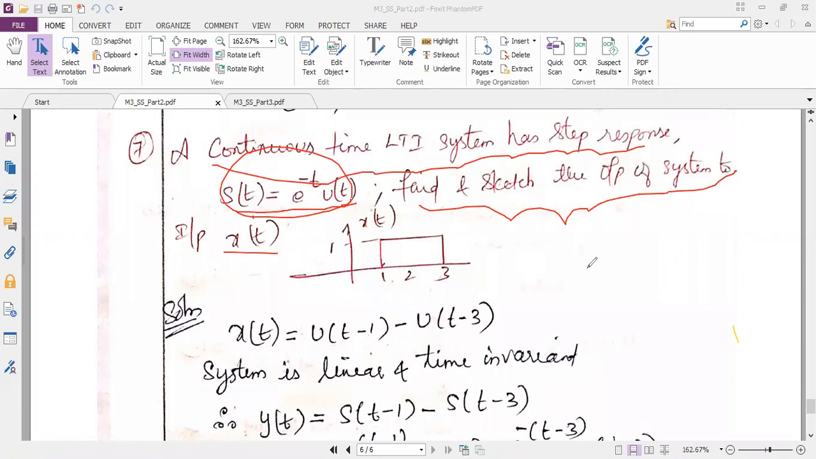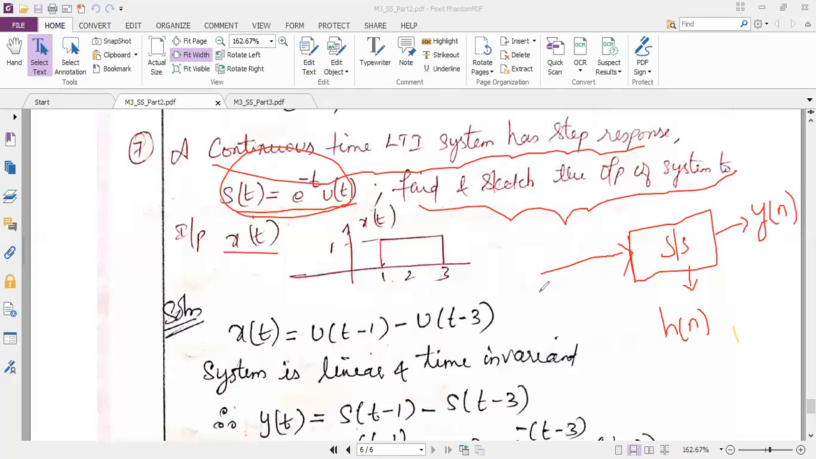Output of the system. So let me draw the system here. So this is my system. This system has impulse response h of n, and they're asking for the output of the system. So here I need to find y of n. Output of the system is y of n, for the input x of t. And in the question they have mentioned x of t in terms of a diagram. So we should convert this diagram into an equation.